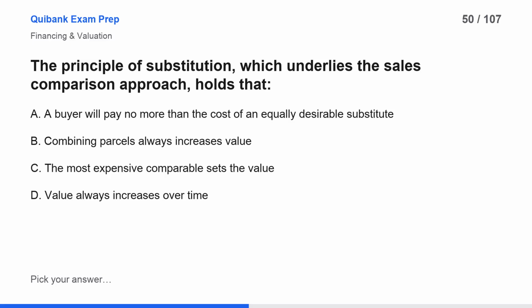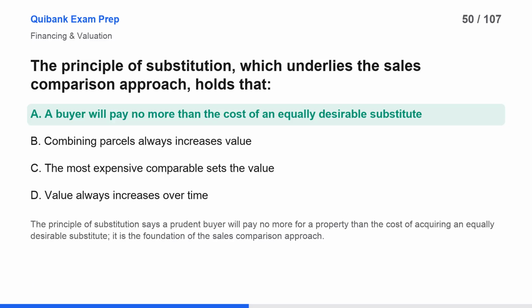Question 50. The principle of substitution, which underlies the sales comparison approach, holds that A. A buyer will pay no more than the cost of an equally desirable substitute. B. Combining parcels always increases value. C. The most expensive comparable sets the value. D. Value always increases over time.